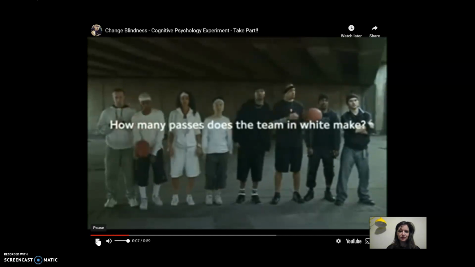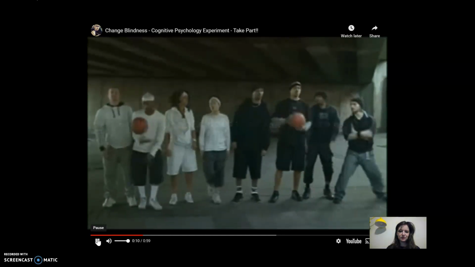How many passes does the team in white make? Go!